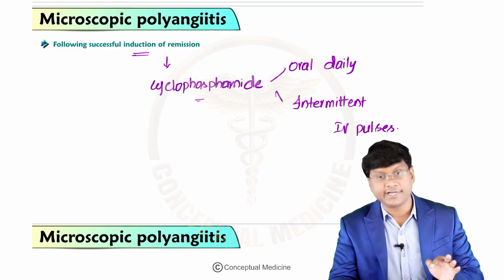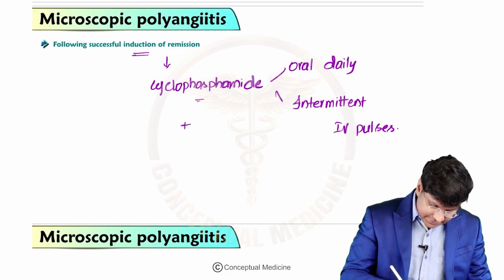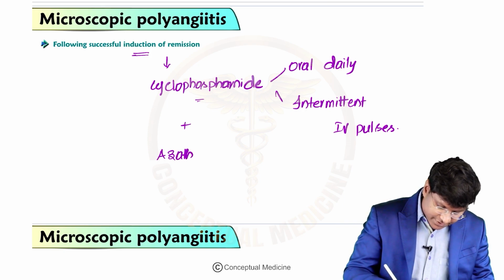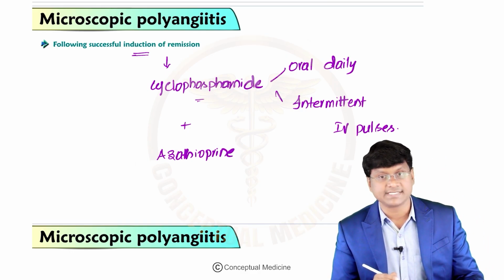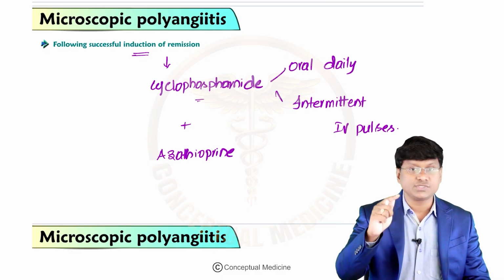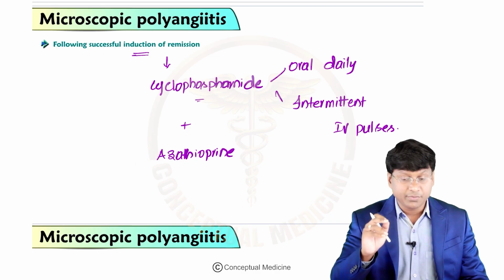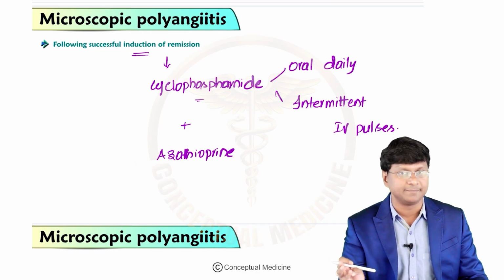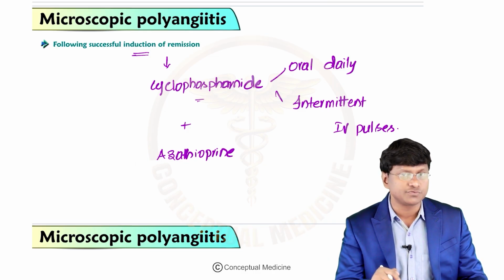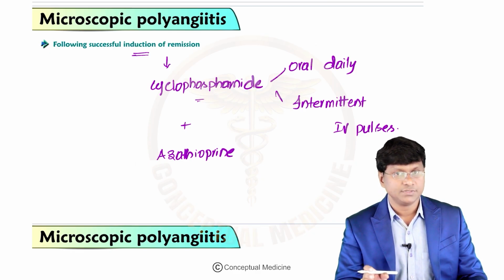And following successful induction of remission, treatment should be continued with cyclophosphamide, and along with that, you also need to continue the azathioprine. So in case of severe disease, like when there is pulmonary hemorrhage and glomerulonephritis, you require urgent induction with steroids and either cyclophosphamide or rituximab. And if you are giving cyclophosphamide, that is a daily oral regimen or intermittent intravenous pulses.